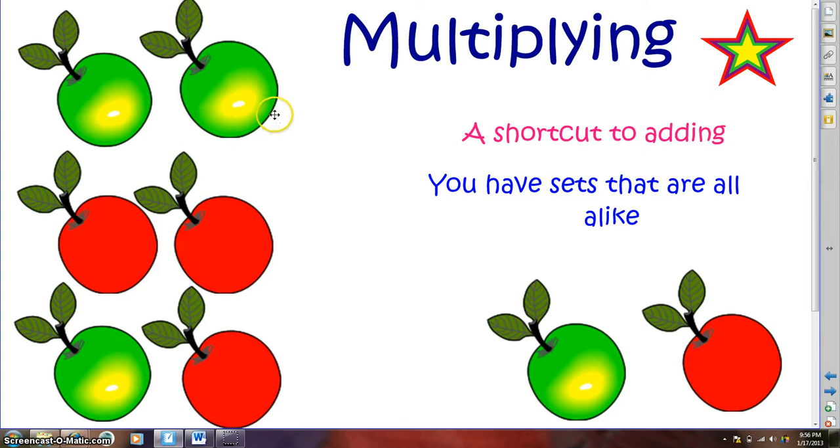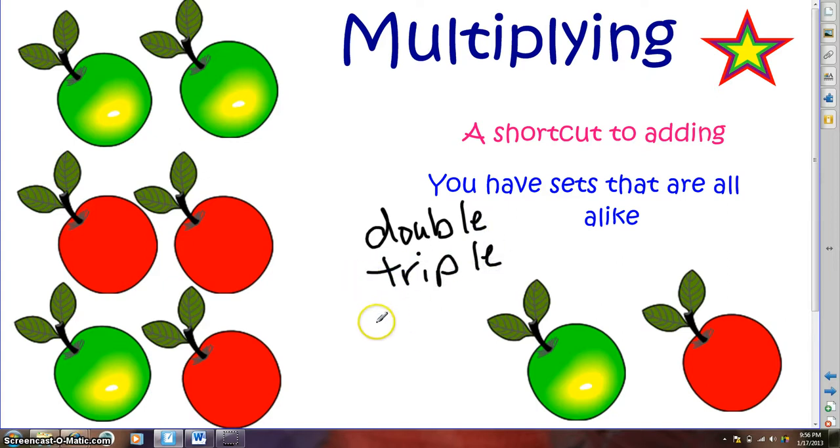You might see words like double, triple, the word of, half of something. But the idea is we're making groups. We're increasing still, but our groups, we have to increase the same amount. So I have 2 sets of 3 things, or 7 sets of 5 things, and that's what it means to multiply.